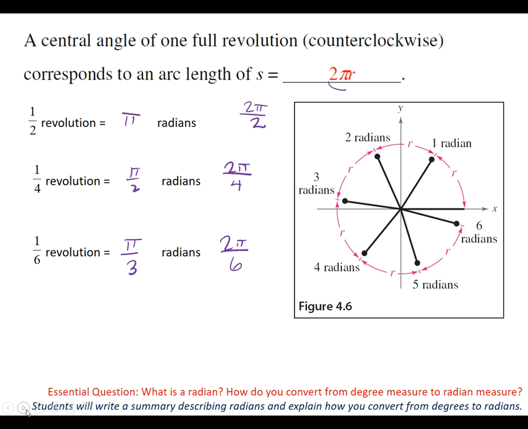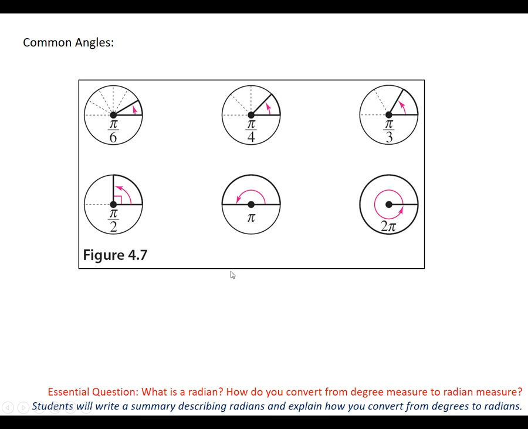And then it gives you a picture of all the special measures, right? So here's all the special measures that we have in the circle. These are important ones. These ones come up a lot, pretty much throughout the rest of Trig. So we can have pi over 6, pi over 4, pi over 3, pi over 2, pi, and 2 pi.